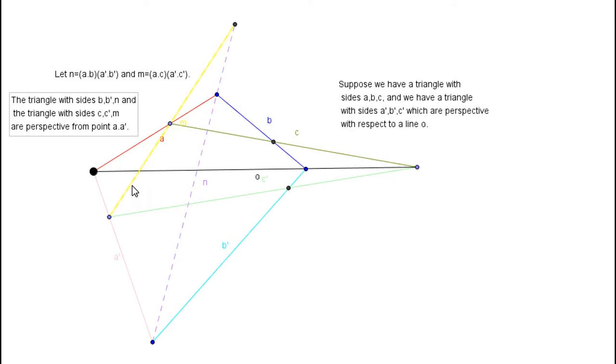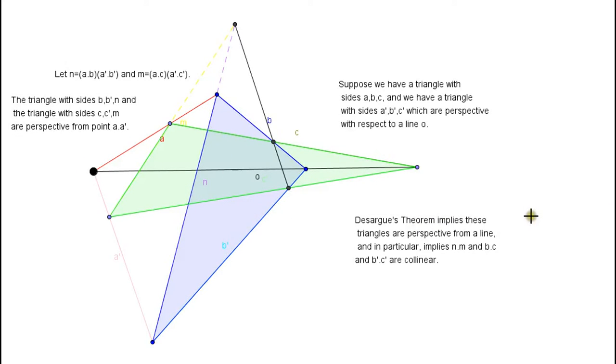And now the thing is to notice that both of those triangles are perspective from the point where the lines A and A dash meet. So from this large black point here, the sort of bluey purple triangle and the greeny yellow triangle are perspective from one another. So these two triangles are perspective with one another with respect to this big black point here. And now, since we're assuming Desargue's theorem, we have that these two triangles, the blue triangle and green triangle, they must be perspective from a line.